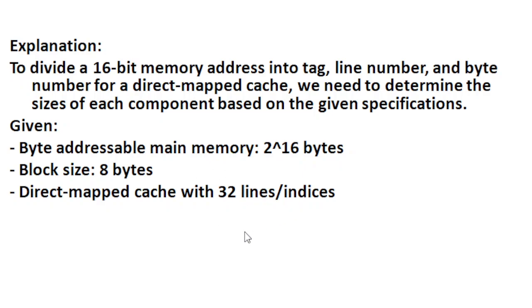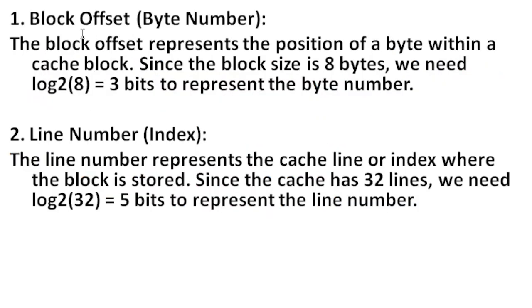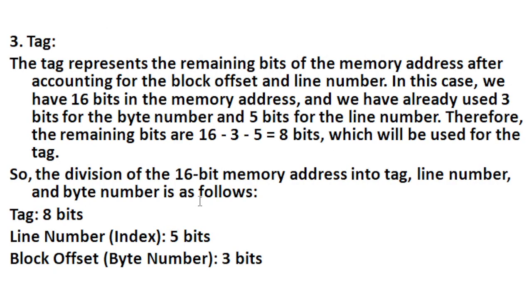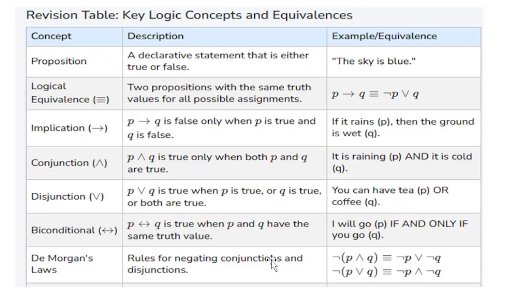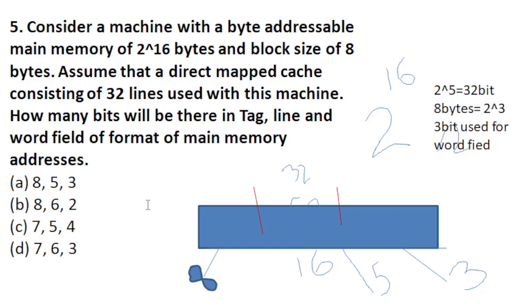From this we get the block offset, that is the byte number, 3 bits to represent the byte number in memory. The block size 2 raised to 3 gives 3 bits. Line index: 32 lines is 2 raised to 5, so 5 bits, that is the line index. Tag bits are 16 minus 3 minus 5, which is 8 bits. From this, the answer is 8, 5, 3. Option A is the answer.